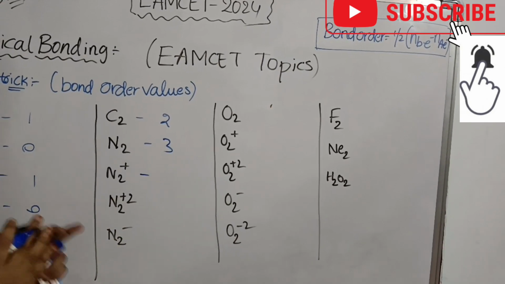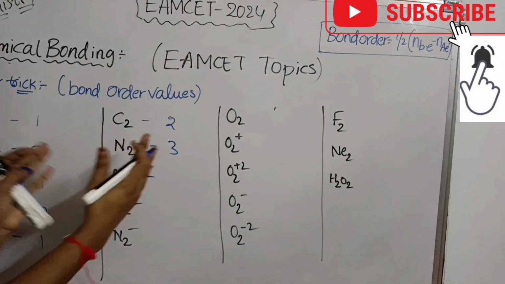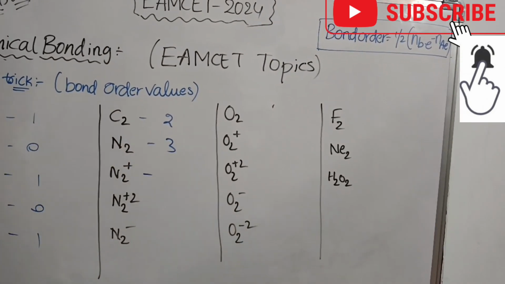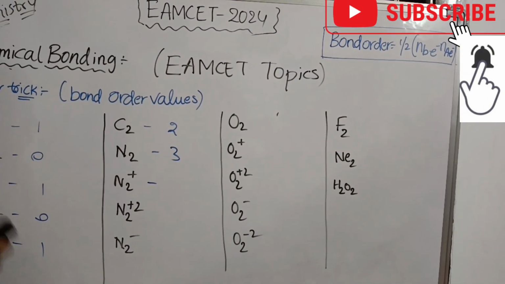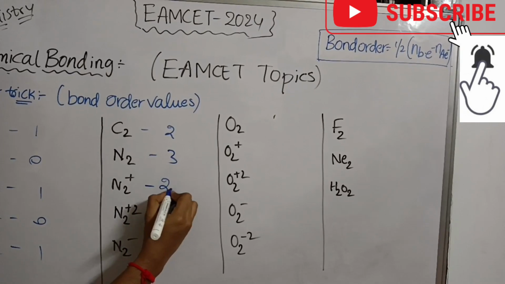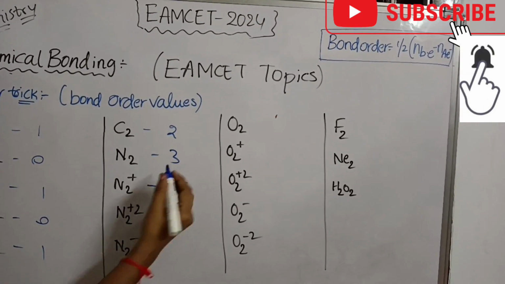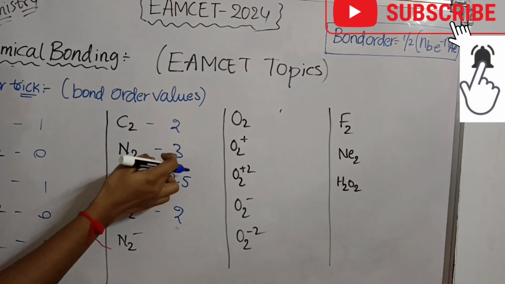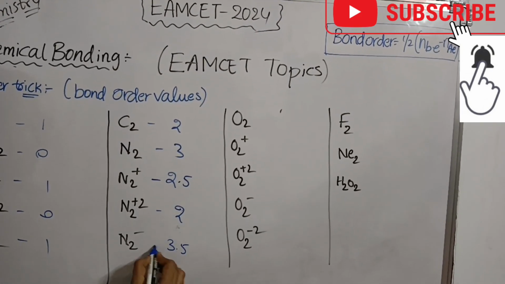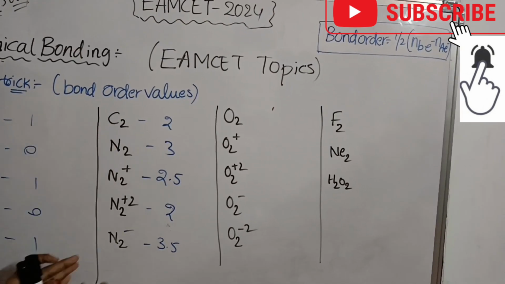See here in the N2 series, please remember either the N2 series or the O2 series. Okay, so for the N2 series, N2 plus means one electron decreases, so it is 2.5. For N2 plus 2 it is decreasing 0.5, 0.5. Now N2 minus, it increases, so here you will get 3.5. Okay, the bond order. So this is the N2 series.